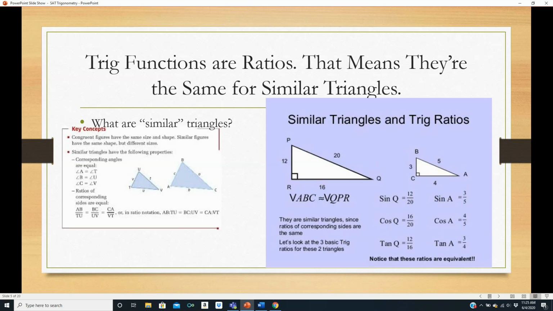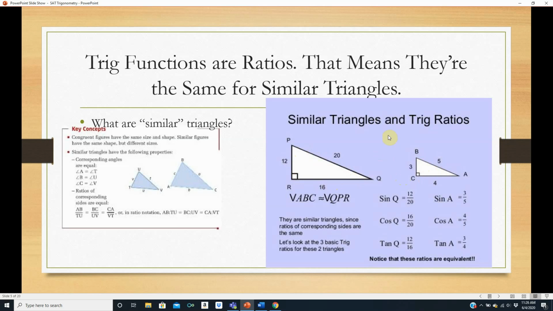Similar triangles and trig ratios, again, same thing. So we can see that PR and BC are similar because this is 3, you multiply by 4, you get 12. We can check it using the other sides. BA, that's 5, that's 20, you multiply by 4 to get that. 4 times 4 is 16, so AC is 4 times 4, QR is 16. And we can see that there's a right angle here, so it has a hypotenuse.